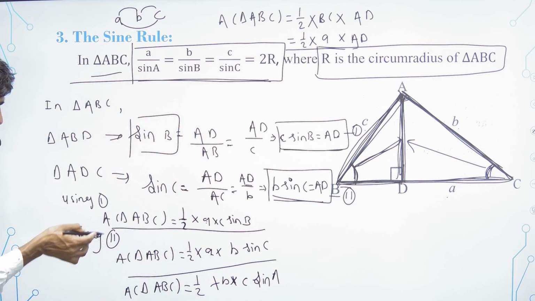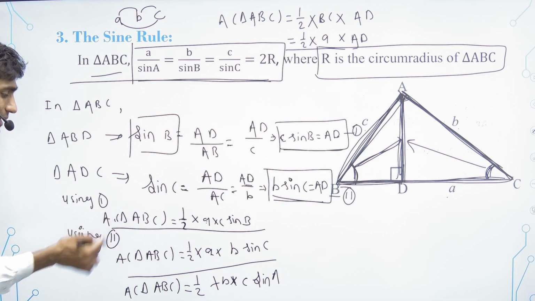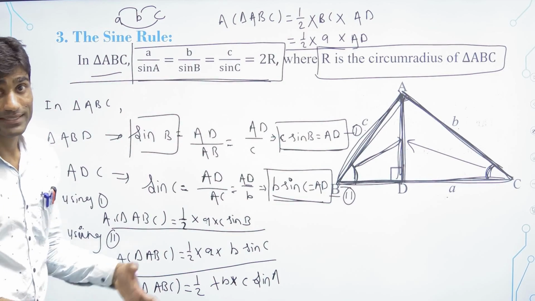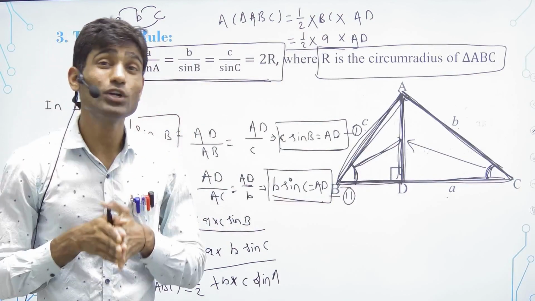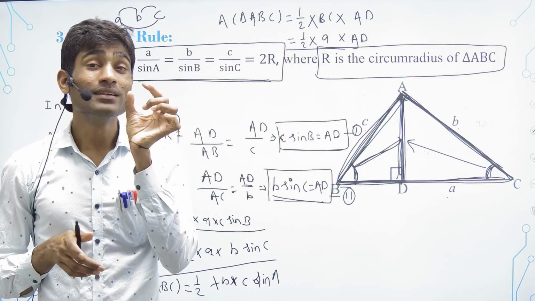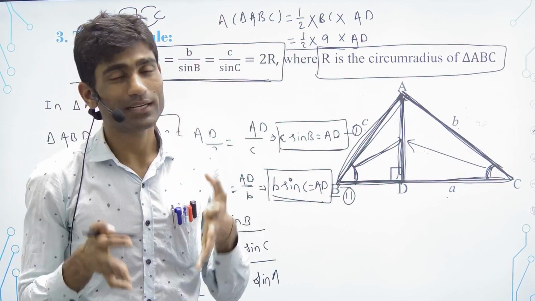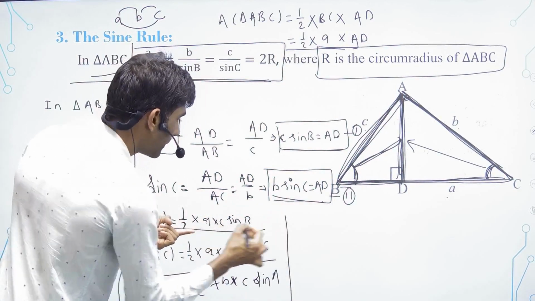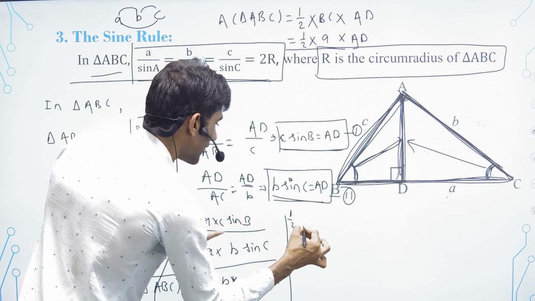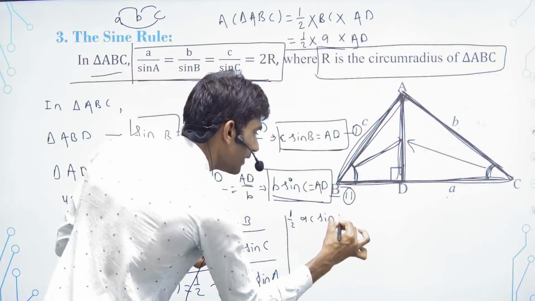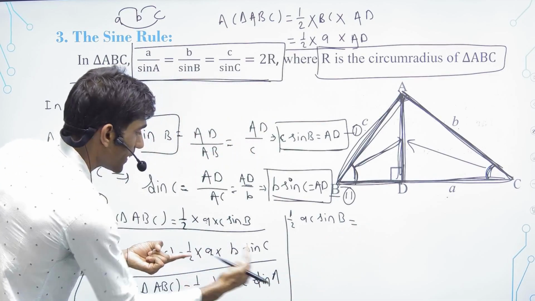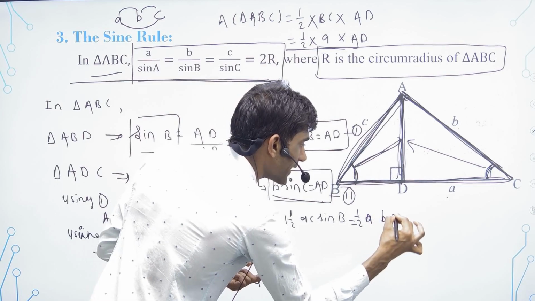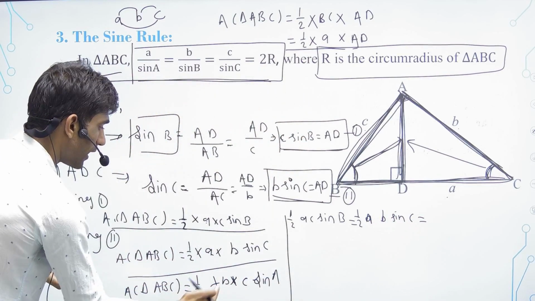Now we can see that this result is for the area of triangle ABC, this one is for the area of triangle ABC, and this one is for the area of triangle ABC. That means these three values are equal to each other, because these are the areas of the same triangle. That's why we are taking them equal. So we write 1/2 AC sine B, which is equal to 1/2 AB sine C, which is 1/2 a b sine C, which is equal to 1/2 BC sine A.